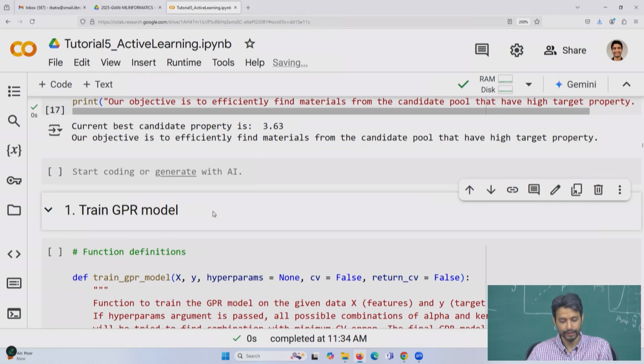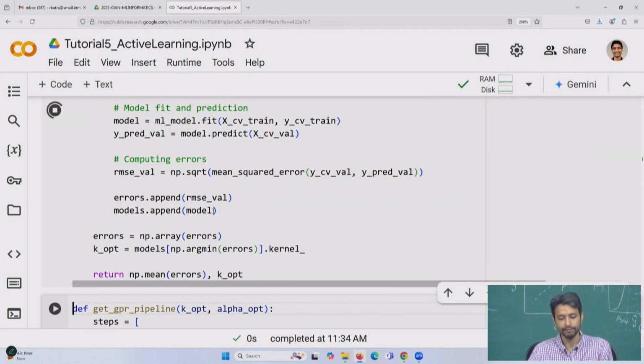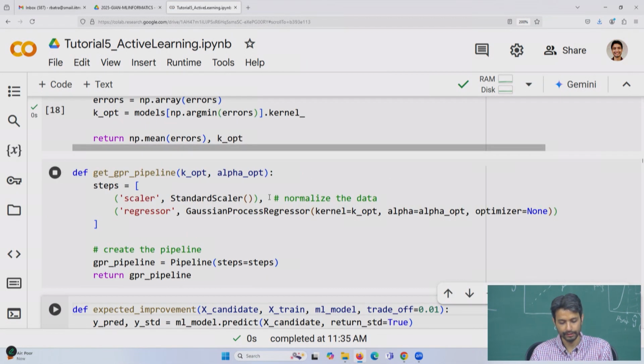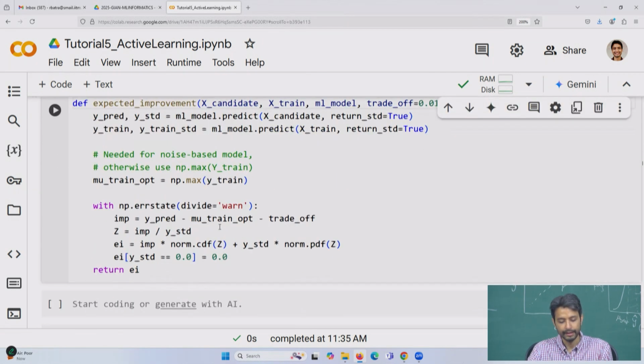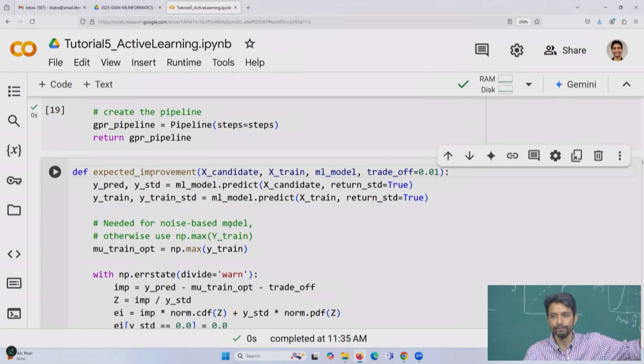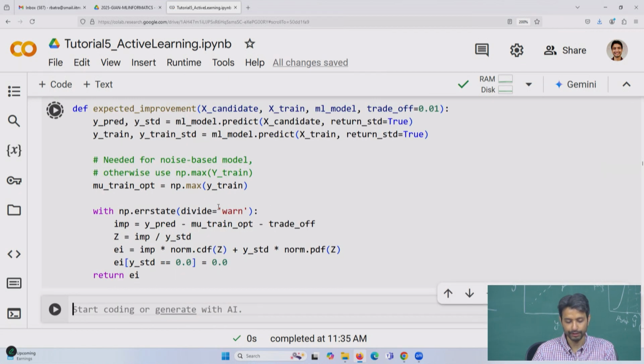So then we go ahead and train our GPR model. I've just created a function that will create the GPR model. Kamal talked about creating a pipeline. So this is one small example of creating a pipeline. And then you remember there was a little bit complicated looking formula for expected improvement, which has the cumulative distribution function and the PDF function. So this is my function that computes the expected improvement. That formula is being computed within this function.